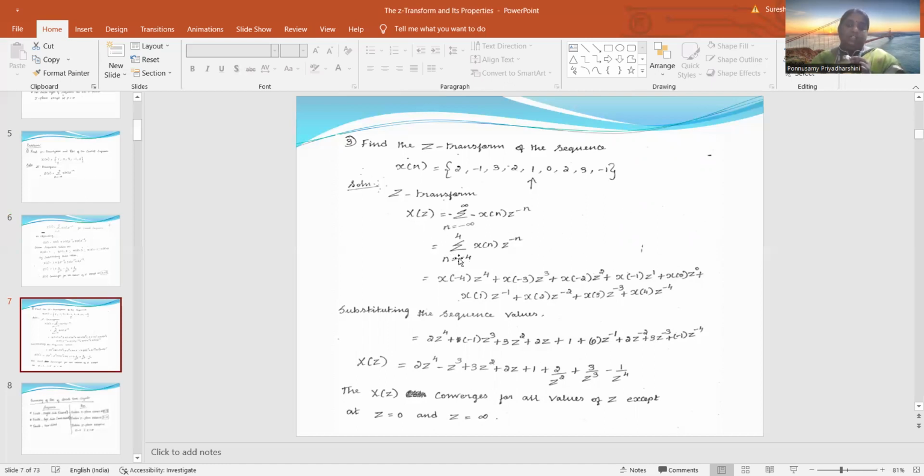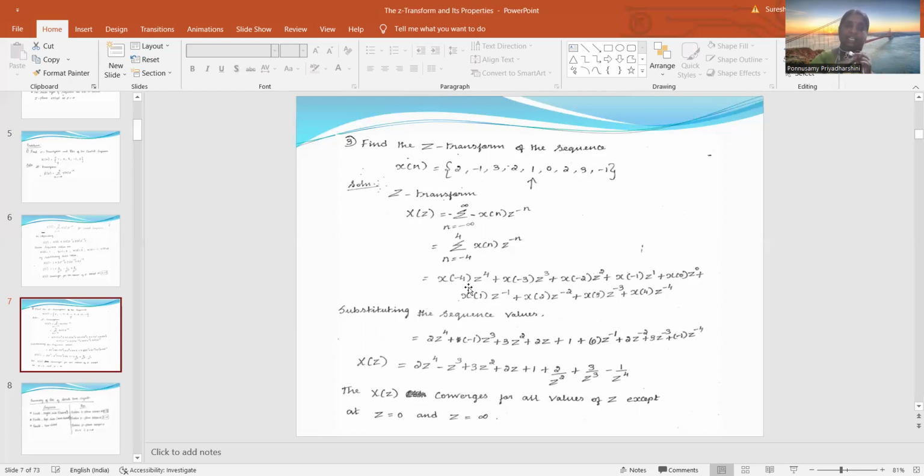So x of z, as usual, you write the values from minus infinity to infinity. Since this is 0, one side is x of 1, 2, 3, 4, and the other side is x of minus 1, minus 2, minus 3, and minus 4. So the initial value is starting from minus 4, and the final value is ending at 4. So n tends to minus 4 to 4, x of n z to the power of minus n. Now you substitute the values starting from minus 4 to 4.